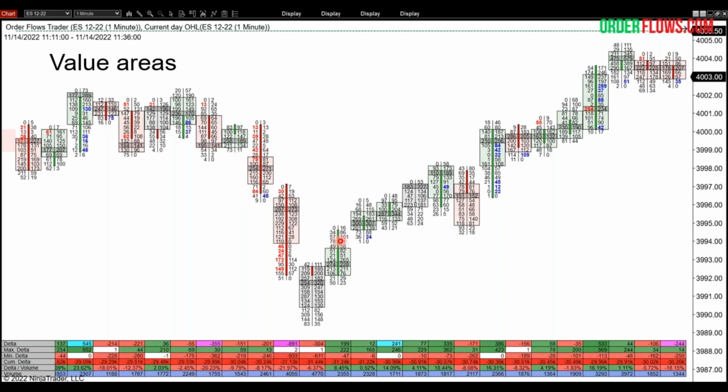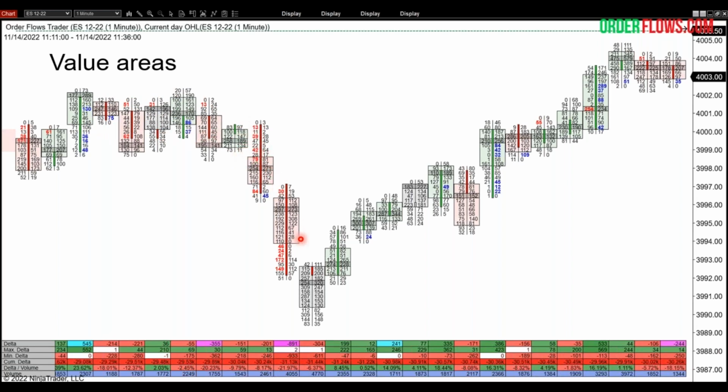Just looking at a normal bar chart, you can see how a bar opens relative to the previous bar's value, how it trades relative to the previous bar's value, and how it trades relative to its own value. You can see up here we've got value that's overlapping. We formed this balance area. Now we're starting to break away. You see a gap in value here.